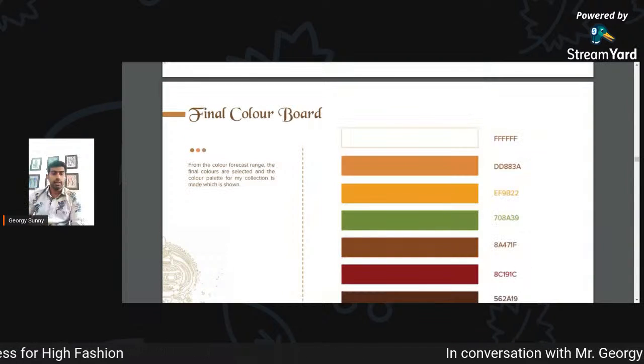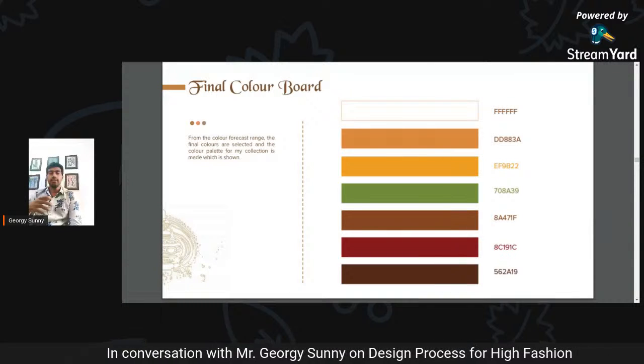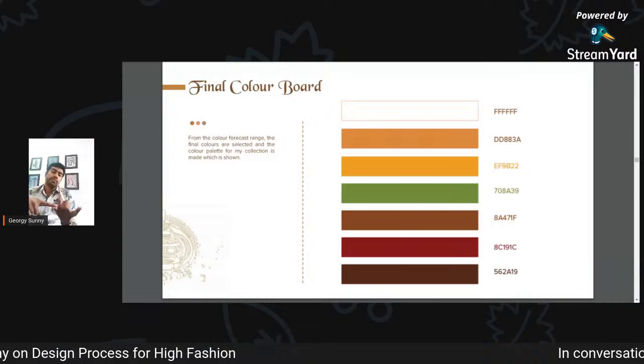Can I see the next slide, please? Okay, this is the final color board she has made. In this she has connected her concept, which is "traditional is the new normal."